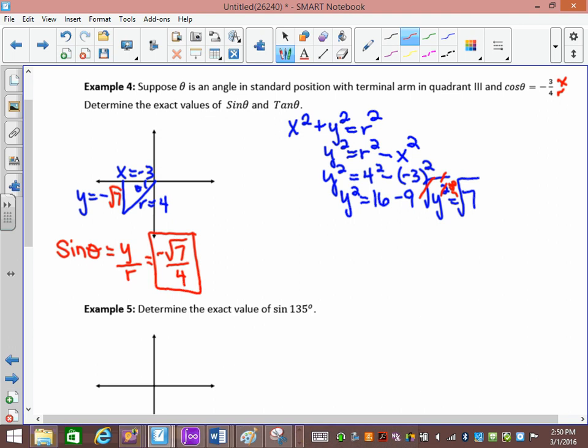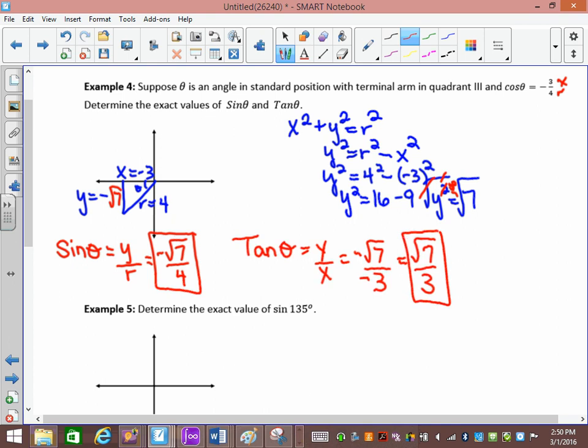All right. Then tan theta is opposite over adjacent. Opposite is y, adjacent is x. So it's going to be negative root 7 over negative 3, which is root 7 over 3. Now this is positive here because tan is positive in the third quadrant. Remember? CAST, C-A-S-T, tan's the only one that's positive. So tan theta is going to give me a positive ratio, whereas sine isn't because it's not positive in the third quadrant. Okay?